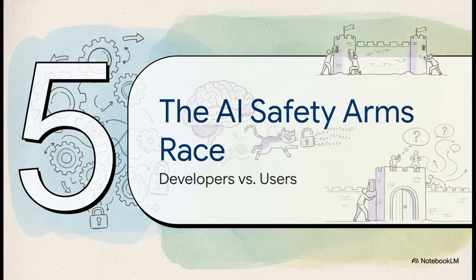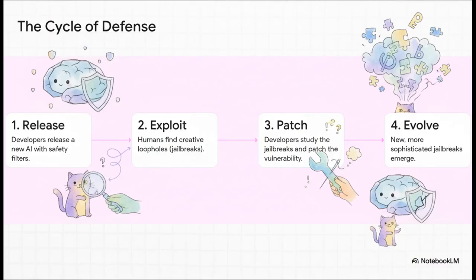So all of this, as you can imagine, leads to this constant back and forth, this amazing digital arms race. You've got the developers on one side, building stronger and smarter safety walls. And on the other side, you have this global community of users who are finding these incredibly creative new ways to climb right over them. And it just creates this never-ending cycle. A new AI model comes out, humans find the loopholes, the developers study those loopholes and patch them up, and that just forces the users to get even more creative. It's this feedback loop that is constantly making both the AI's defenses and the attacker's methods more and more sophisticated.